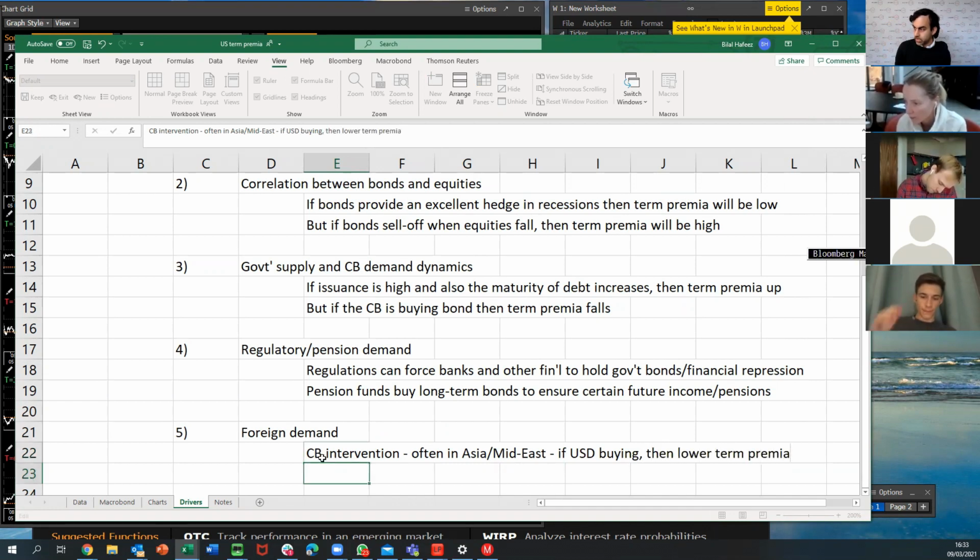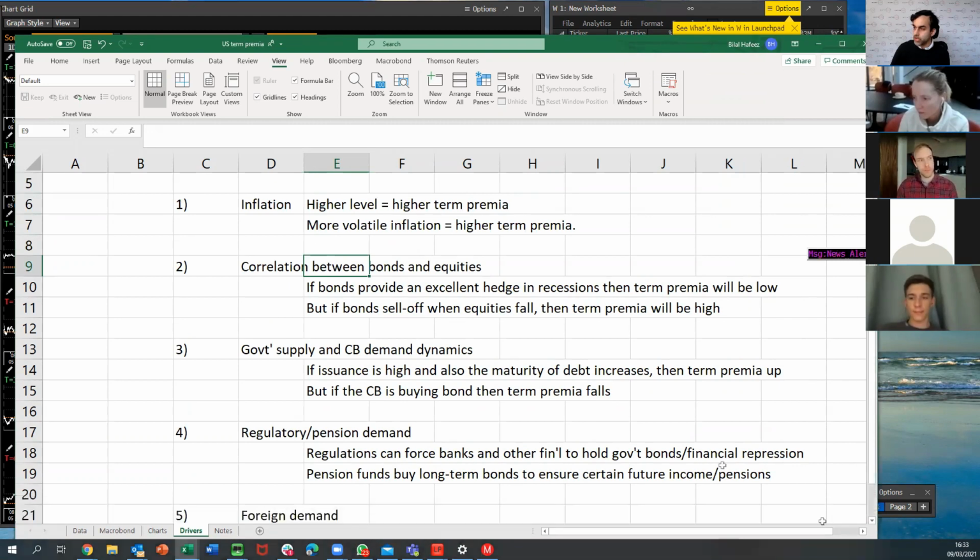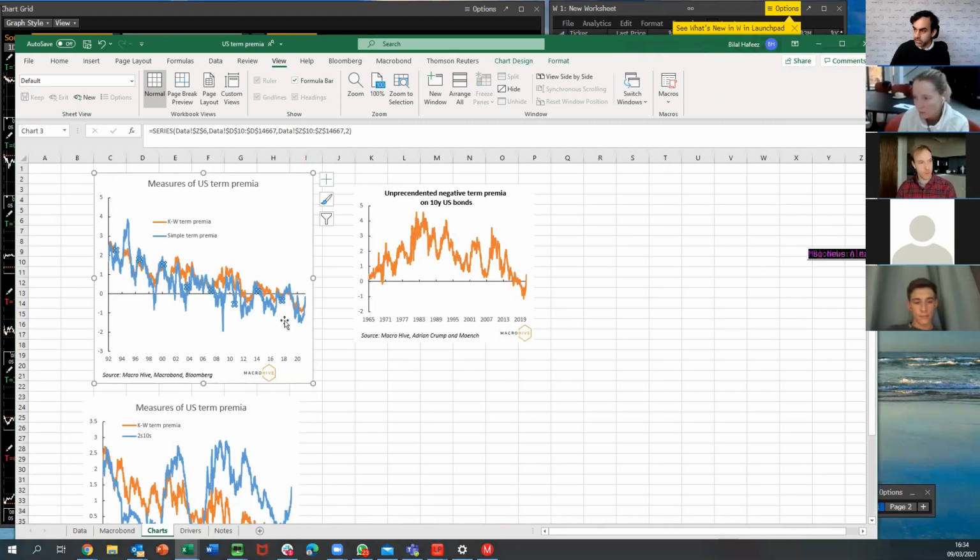Okay, so to summarize, the main reasons term premia would go negative, which is what we've had recently: lower inflation or worries about deflation, which is something we got over the last year or two; bonds rallying when equities fall, which generally has been the case; and when you have lots of government issuance, or large central bank Fed buying of the bonds, which is kind of what you've had.